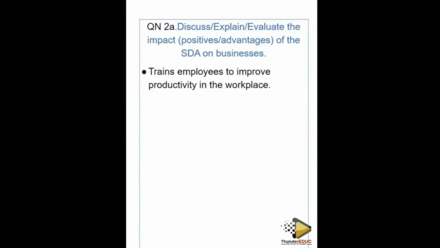So number 1, training employees to improve productivity in the workplace. So employees are already trained. They have acquired different sets of skills. So now, when they produce goods and services, they are going to apply the advanced knowledge, meaning now the approach is going to be totally different from someone who didn't have that many skills.